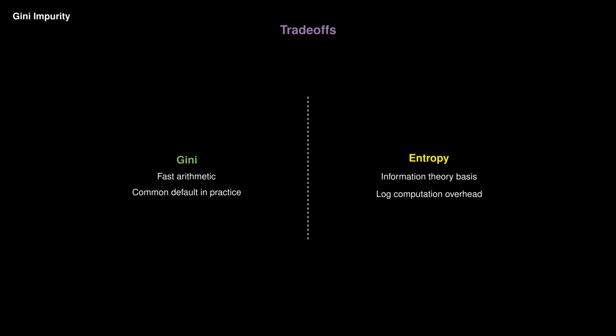The main trade-off: Gini is computationally cheaper, no logarithms, just squares. Entropy has a deeper information theory interpretation. On large datasets with many candidate splits, that speed difference can matter.